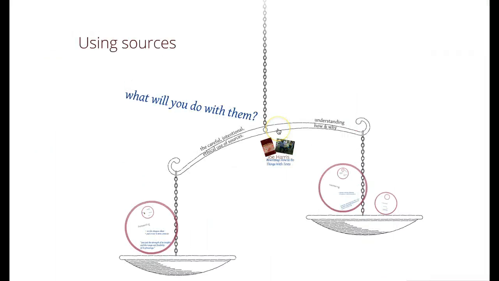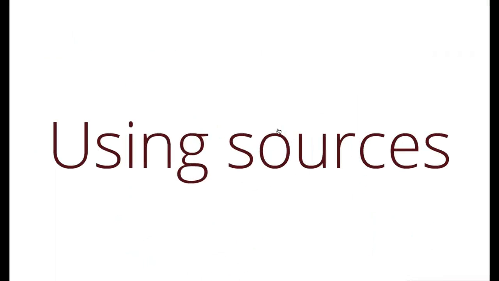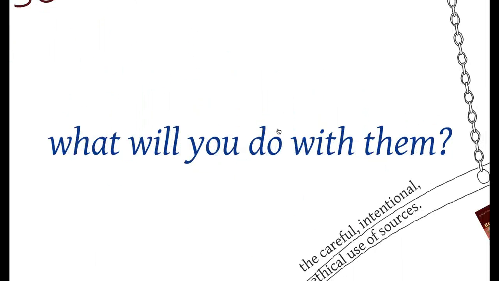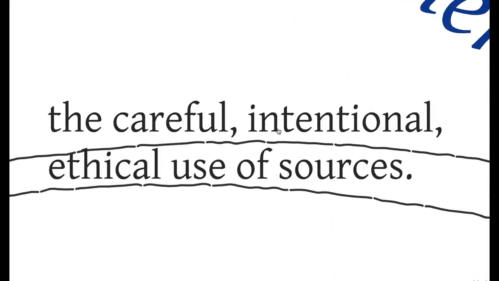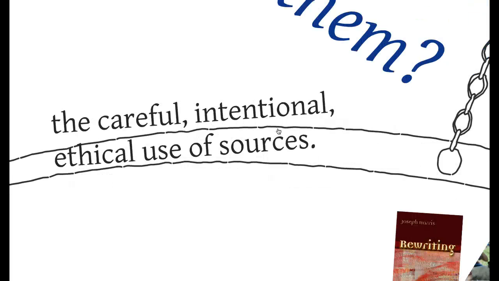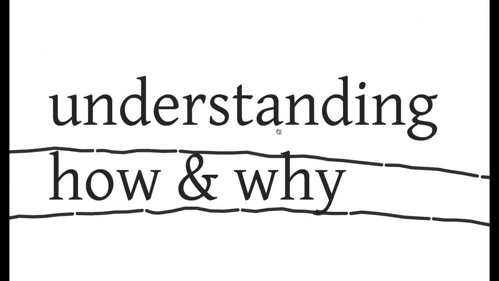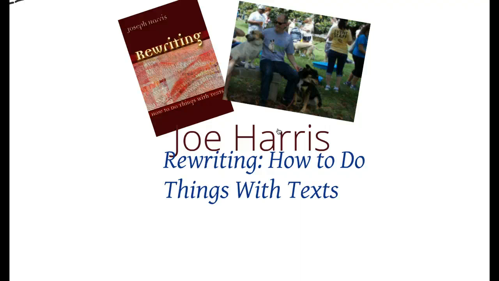This is a short presentation about using sources and what you'll do with the sources you find to use in your writing projects. Our goal is that you'll become careful, ethical, and intentional users of sources, but we believe that you can only do this if you develop a deep understanding about how you use sources and why you might want to use them. We draw heavily in this presentation on the ideas from a book by Joe Harris called Rewriting: How to Do Things with Texts.